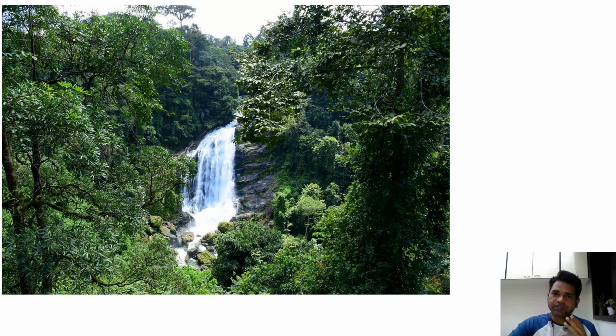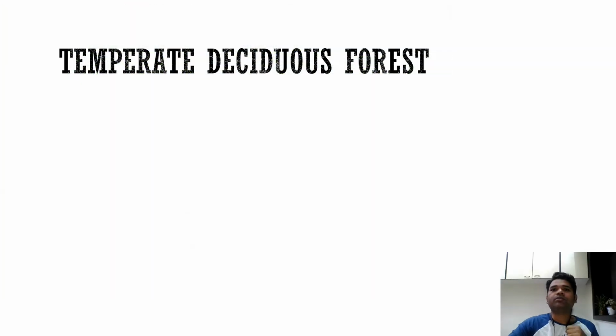So this is the picture of the rainforest of the Western Ghats. Then we come to the temperate deciduous type of forest. Now, as I said, those land masses which are way beyond 30 degrees latitude, beyond the Tropic of Cancer or Tropic of Capricorn, come under the temperate region, and the temperate region experiences less sunlight as well as less temperature.